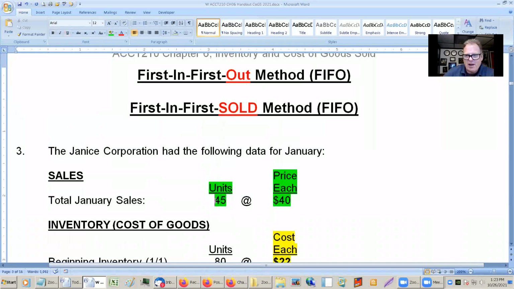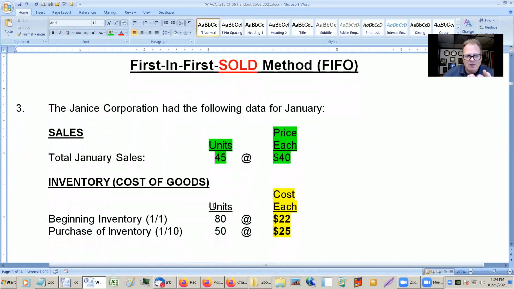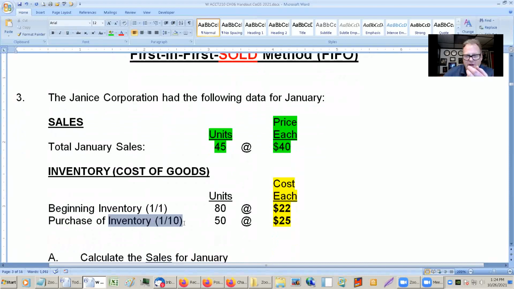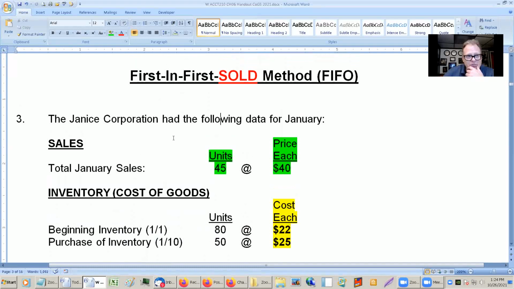if you're selling something on January 1st, obviously, they can't come from here. If you were selling something on January 1st, it couldn't come from a purchase you made on January 10th. They haven't arrived. It'll be 9 days before they show up. So usually the first ones in are the first ones you sold. Okay, so first in, first sold.